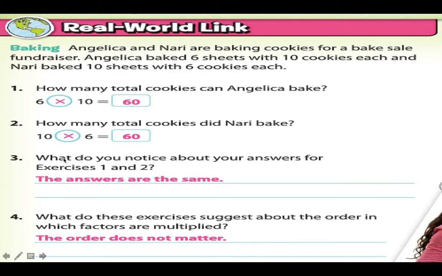For exercise 3, what do you notice about your answers for exercise 1 and 2? Well, what we should have noticed is that we get the same answer. Both girls baked 60 cookies. Exercise 4 says, what do these exercises suggest about the order in which factors are multiplied? Well, what we should notice is that we're using the same factors in exercises 1 and 2, but they are switched around. Notice that we get the same answer even when they're switched around. So, for multiplying factors, the order does not matter.